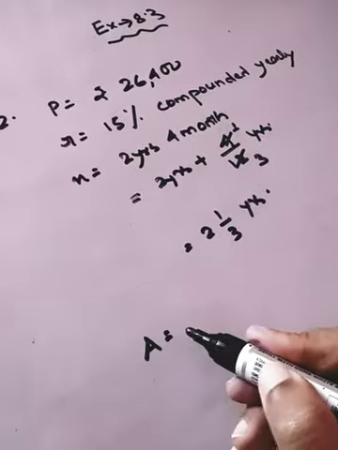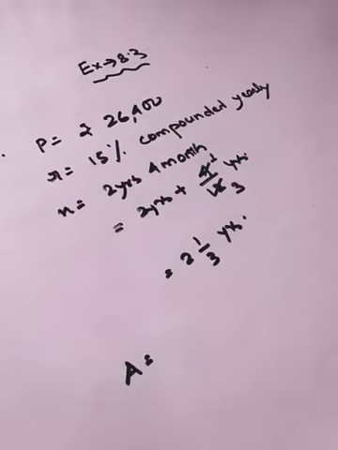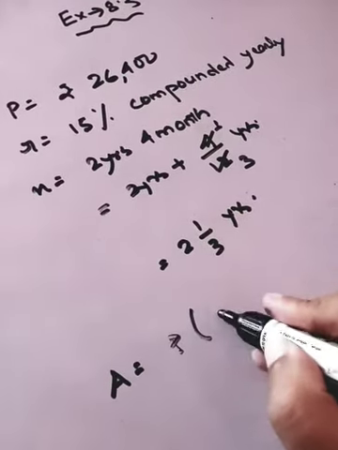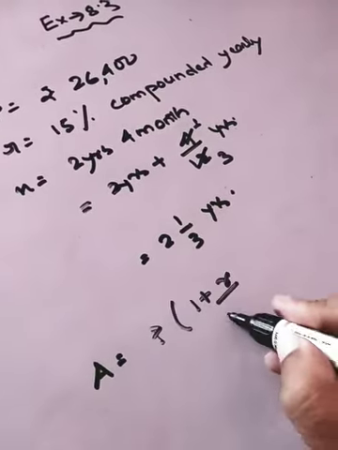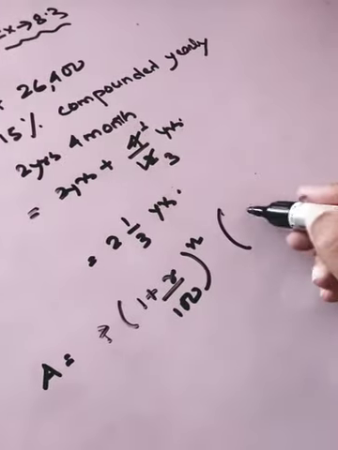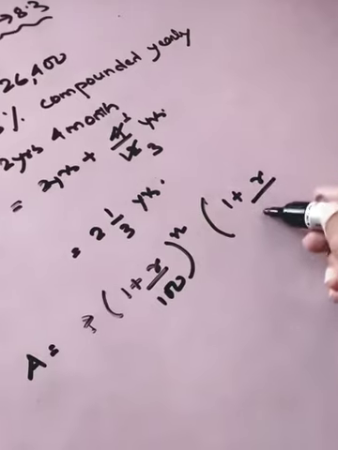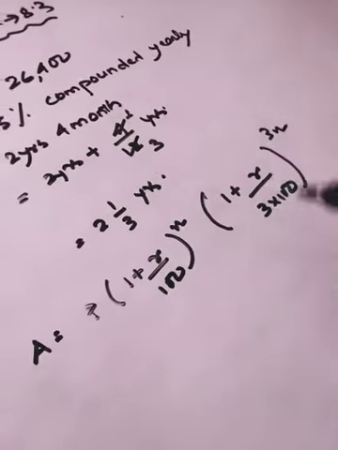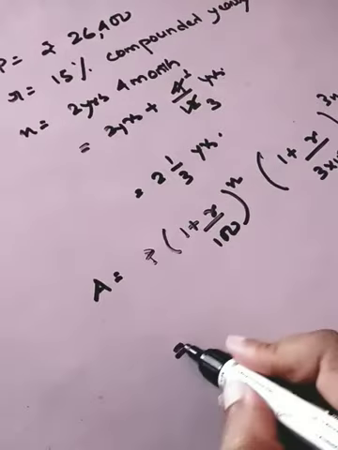First of all, you have to find the amount before you get the compound interest. So for the first part, the formula would be this one, and for 1 by 3, what you have to write? 1 plus r upon 3 into 100 to the power 3n. Okay, now let's put the values.